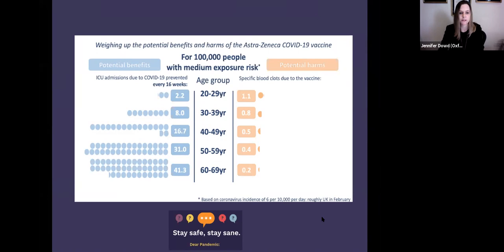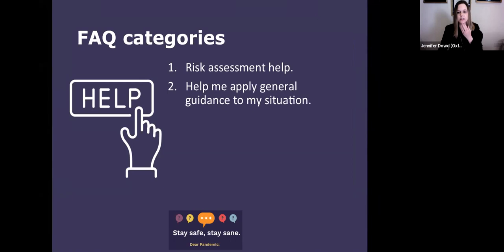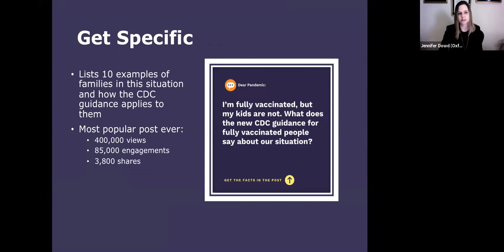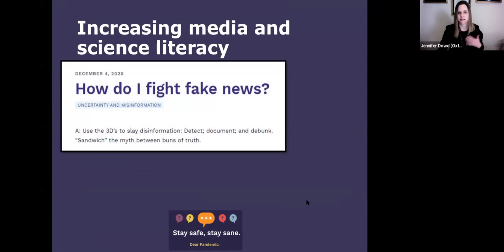The next very frequent topic we get, I'll go through this very fast, is people really want very specific guidance about their particular situation. They don't seem to be able to generalize very well, especially from something like new CDC guidance about what vaccinated people can do. So we spend a lot of time walking people through scenarios, which seems to actually help, but again, trying to give them some tools to think through the continuum of risk and how that fits into their daily lives.